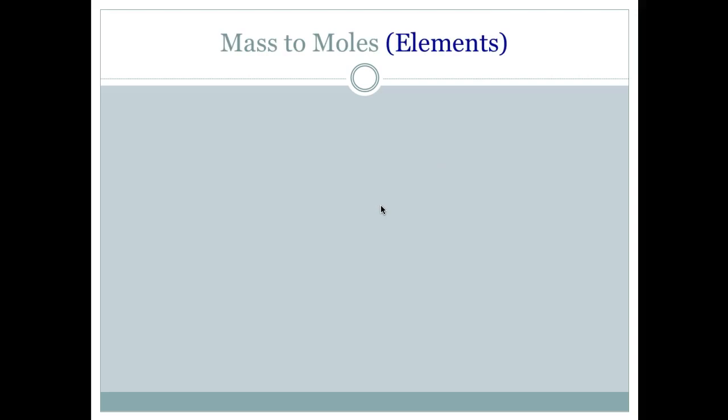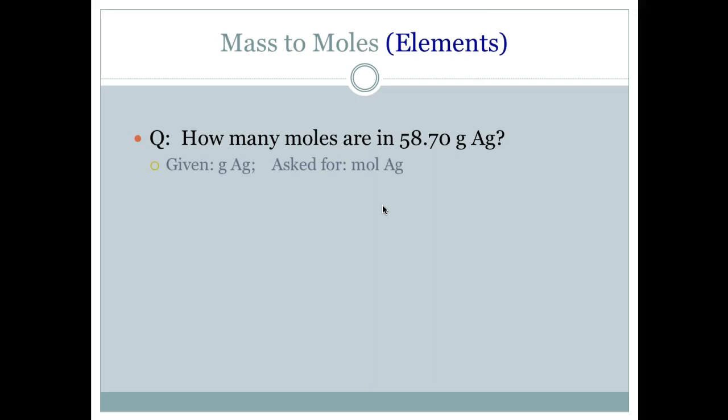Now let's consider the reverse, going from mass to moles. This question reads, how many moles are in 58.70 grams of silver? We're given grams of silver and asked for moles of silver, so our proportion will be between grams and moles. First, using the periodic table, we know that 1 mole of silver is equal to 107.87 grams of silver. Set this equal to the information from the problem, X moles of silver over 58.70 grams of silver.